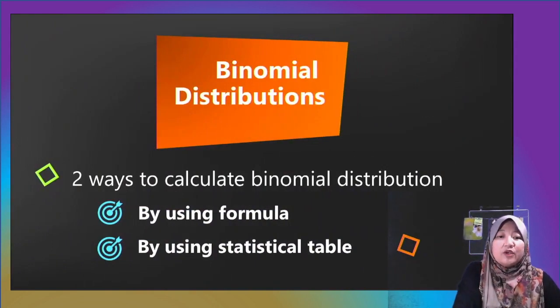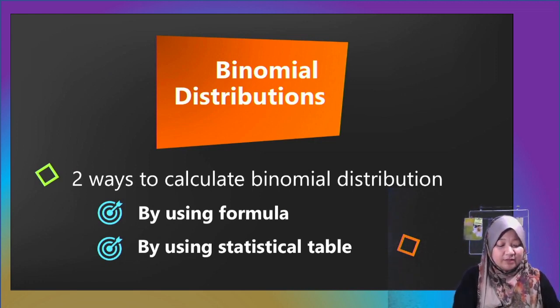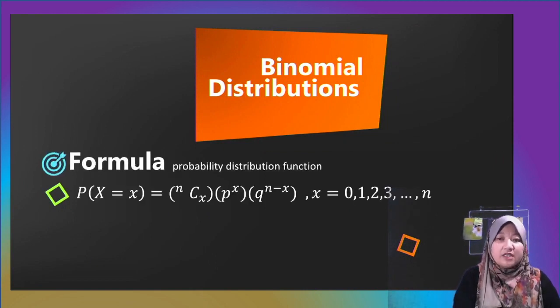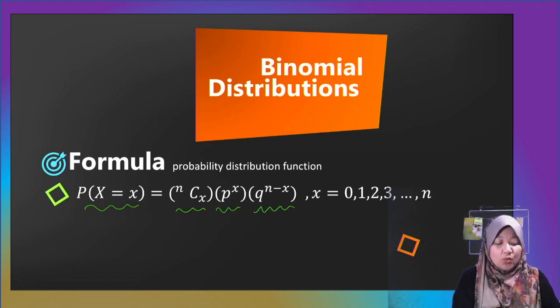To find the binomial distribution, we have two ways. First, by using formula. Second, by using statistical table. Okay, so next, what is formula for binomial distribution? Okay, this is the formula. P of x equal to small x, where ncx times p power of x times q power of n minus x, where x is a discrete 0, 1, 2, 3 until n.